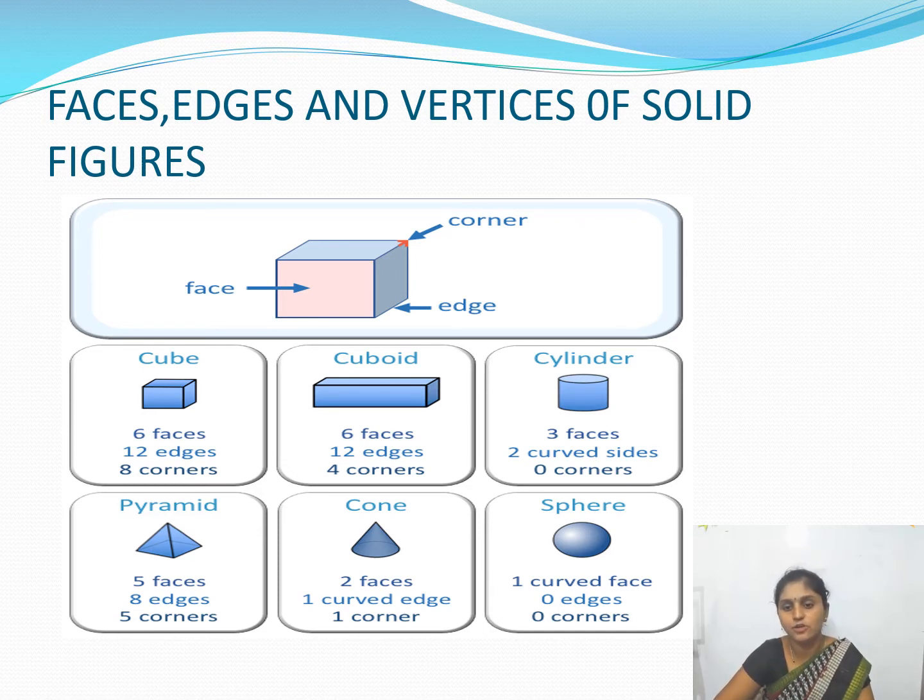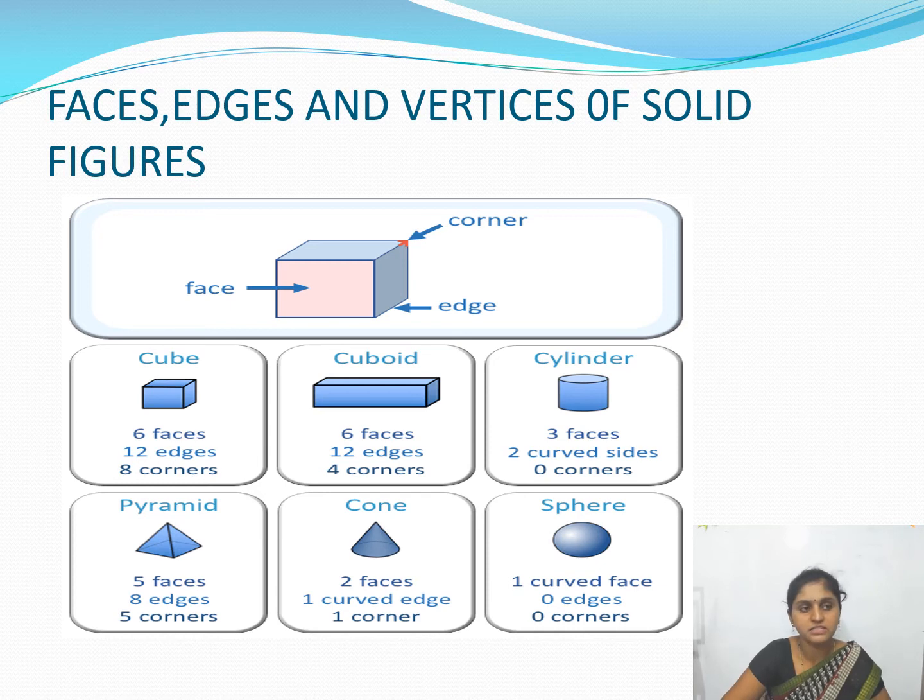Next is cuboid. Cuboid is having 6 faces and 12 edges and 4 corners. Next is cylinder. Take your water bottle as an example and see how many faces you can see. Yes, there are 3 faces. Already I said in a cylinder, 3 faces and 2 curved sides and there is no corner. There is no corner. It means there is no vertex. Yes, so this is about the cylinder.